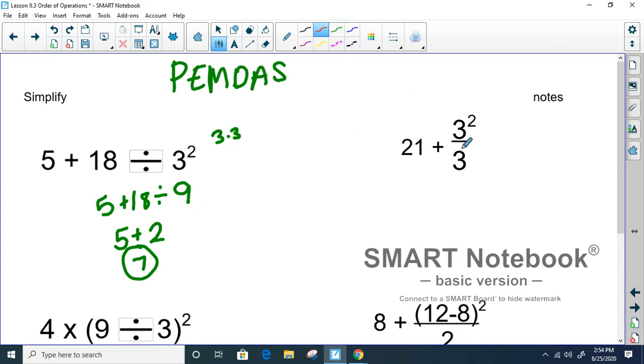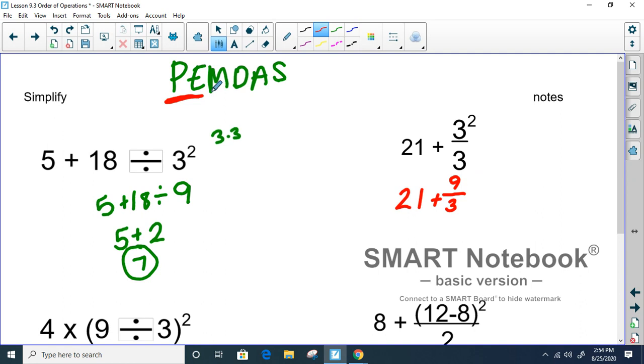Okay, this one's a little trickier. If you remember correctly, when I was talking about parentheses, I said that parentheses could be at the top of a fraction as well. So actually, 3 to the second power is both parentheses and exponents. So I'm going to do that first. 21 plus 3 times 3 is 9 over 3.